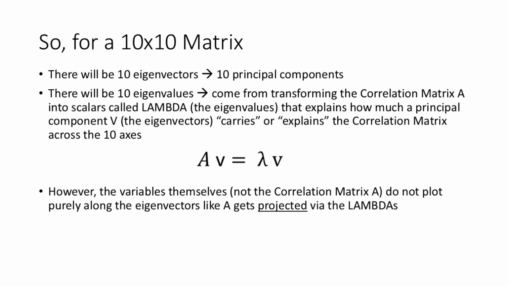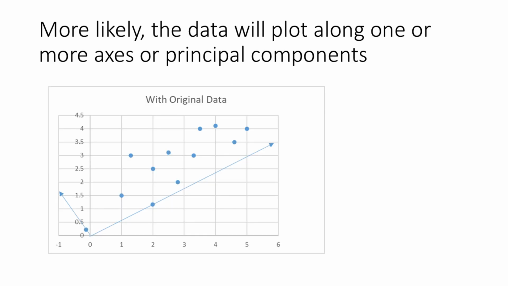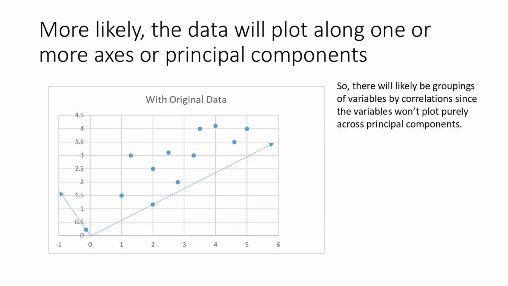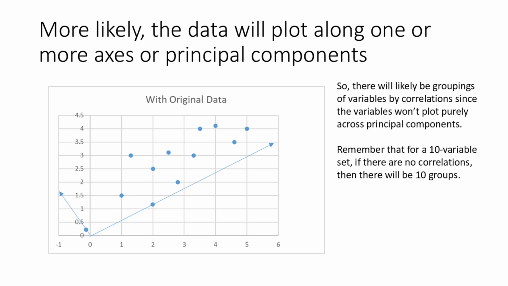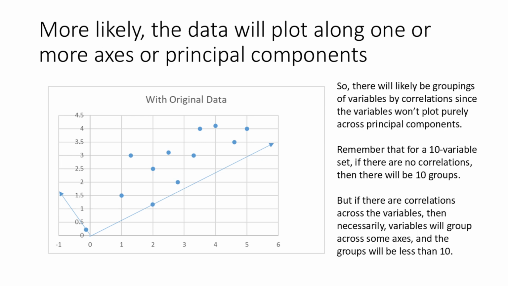However, the variables themselves, not the correlation matrix A, do not plot purely along the eigenvectors like A gets projected via the lambdas. More likely, the data will plot along one or more axes or principal components. So there'll likely be groupings of variables by correlations, since the variables won't plot purely across principal components. Remember, for a 10 variable set, if there are no correlations, then there will be 10 groups. But if there are correlations across the variables, then necessarily variables will group across some axes and the groups will be less than 10, as we've been trying to do a while ago.